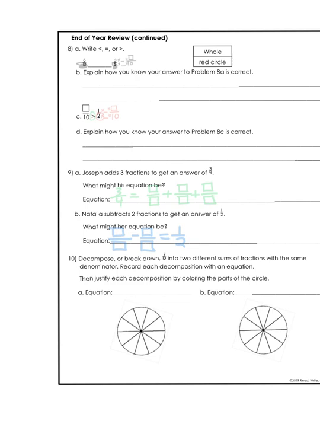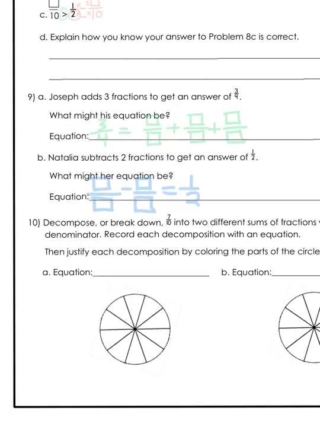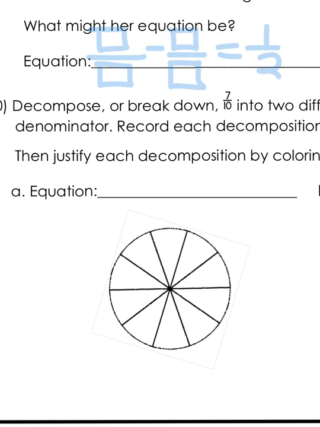And then finally we have number 10. Decompose or break down 7/10 into 2 different sums of fractions with the same denominator. Record each decomposition with an equation. Then justify each decomposition by coloring the parts of the circle. So, let's say right here, I shaded in one of those tenths blue. And then I shaded in some more tenths so that I had a total of 10 tenths on my circle. 7 of them are shaded in.